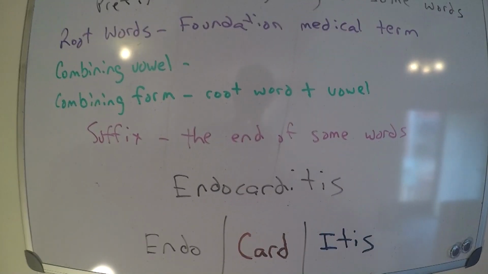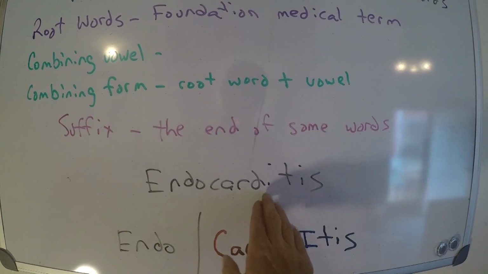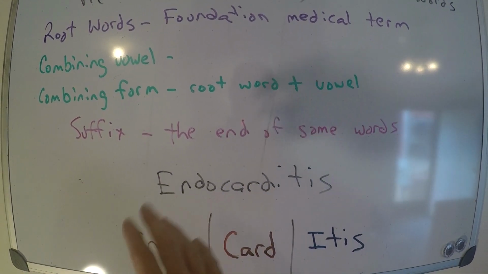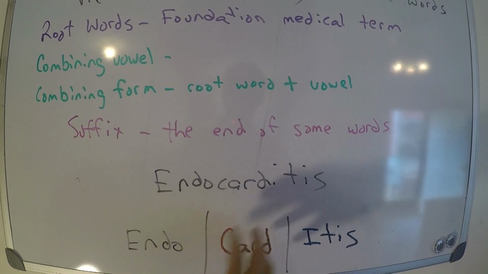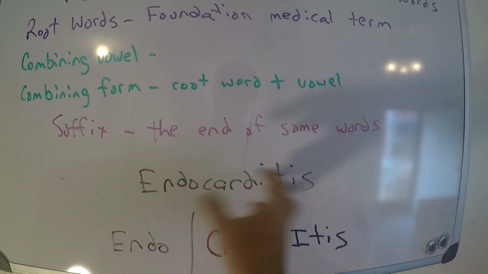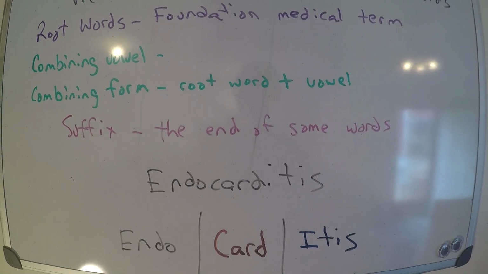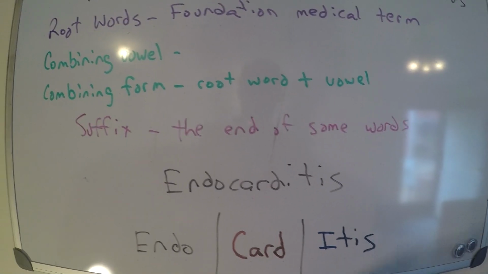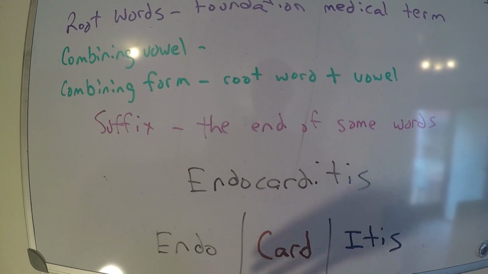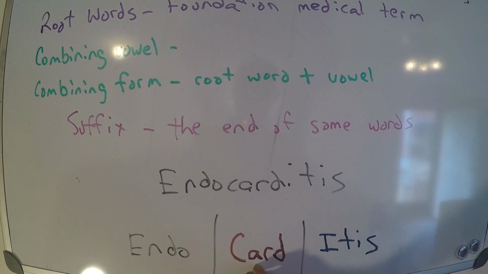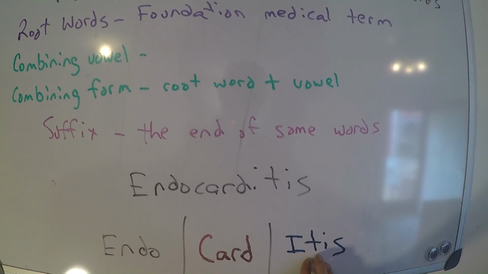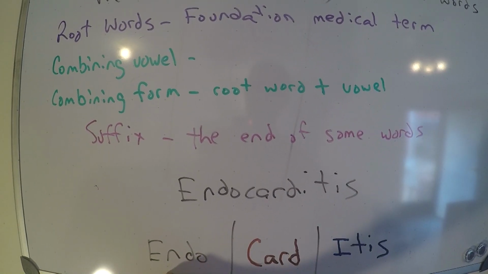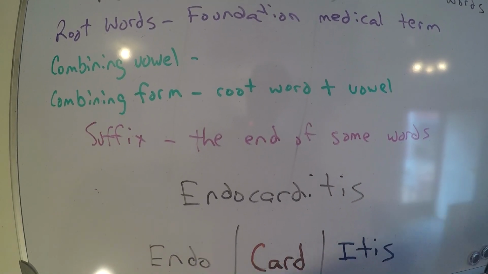So guys, let's just put a word up here, and let's look at it. Endocarditis. Now, we'll figure out the meanings of these words later in future videos. But let's just pick this out. Card, that is the heart. Itis, inflammation. And endo, meaning the inside.